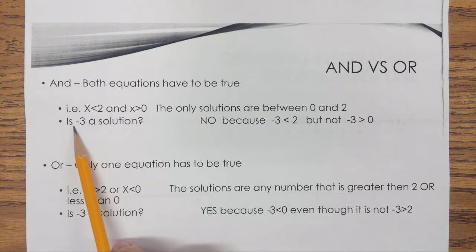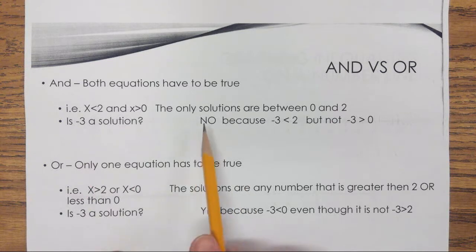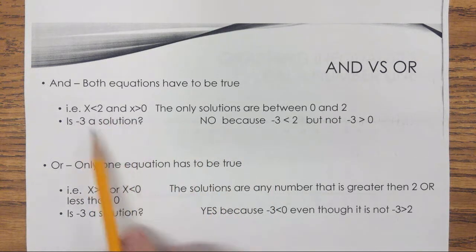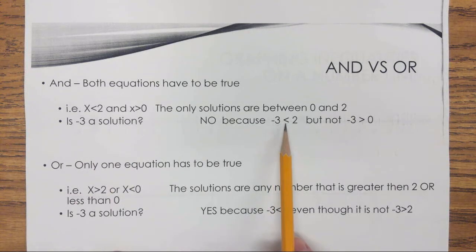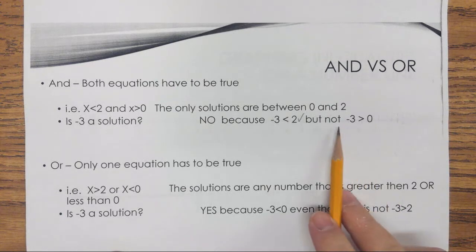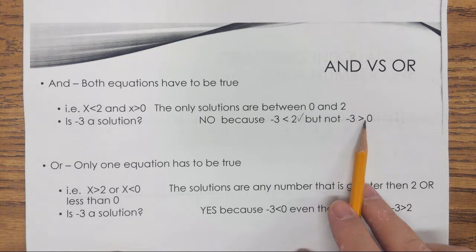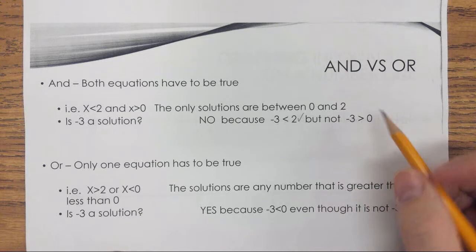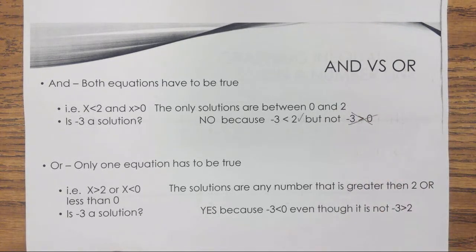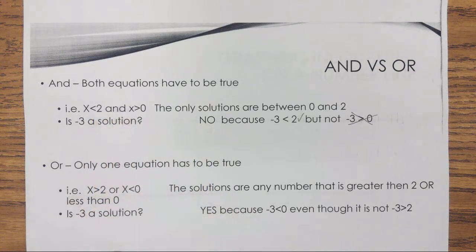So, pick a number, let's say -3. So, is -3 a solution? Well, when we plug those numbers in, -3 is less than 2, so that part is true, that checks out. But then when we plug it into the second inequality, is -3 greater than 0? No, -3 is less than 0. So that's not true. So -3 is not a solution to this compound inequality.